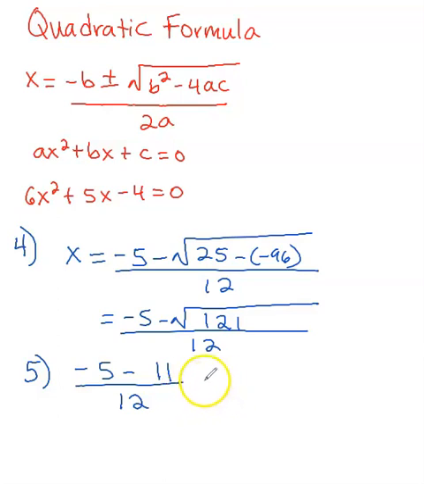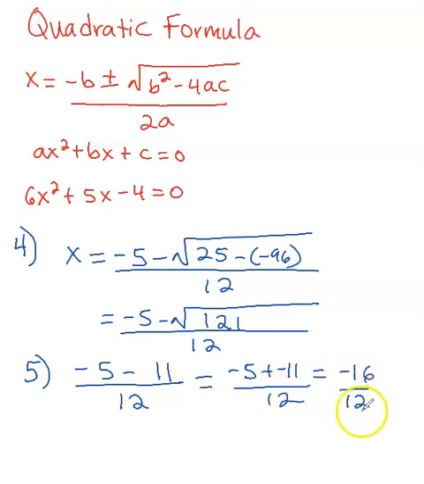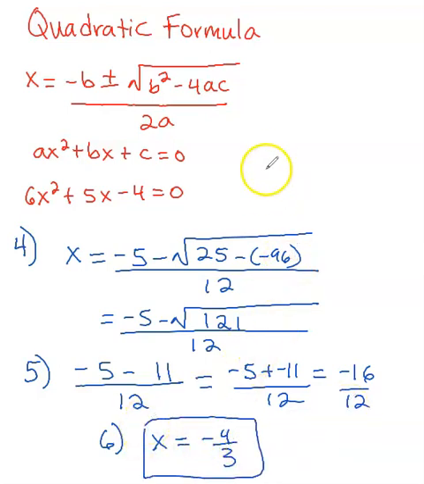So negative 5 minus 11 is the same as negative 5 plus negative 11, which is equal to negative 16 over 12. Right? And when we simplify that further, step 6, that'll be just x is equal to negative 4 over 3. Okay? So that's the answer when you have it for the negative one. See? Now we have to do the positive one. Okay, so let me do that in the next page.